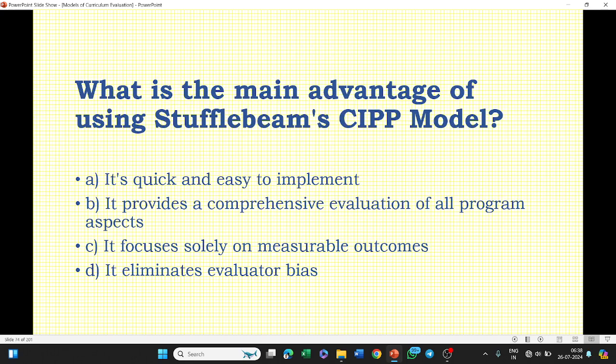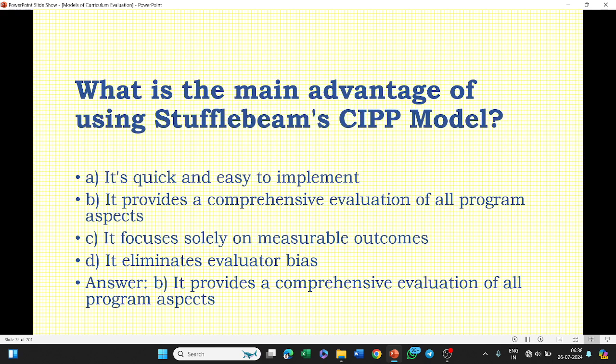Next, what is the main advantage of using Stufflebeam's CIPP model? Options: It's quick and easy to implement. It provides a comprehensive evaluation of all program aspects. It focuses solely on the measurable outcomes. It eliminates evaluator bias. Answer of this question is option B, that is, it provides a comprehensive evaluation of all program aspects.